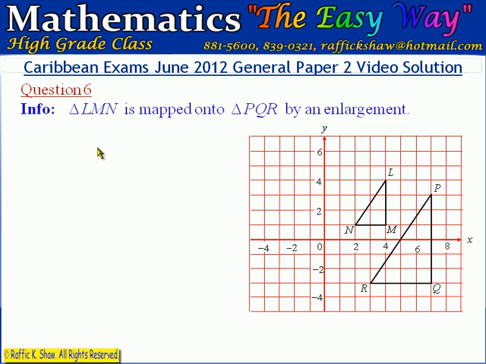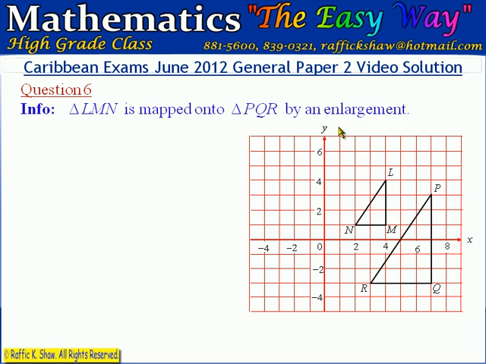Welcome to question 6 of the CSEC Math June 2012 video solution. And this question tells us of an enlargement transformation where triangle LMN is mapped onto triangle PQR, and we can see that in the diagram here. Now, enlargement is the transformation that deals with a scale factor where there's a change in size from object to image, and there's also a center of enlargement.